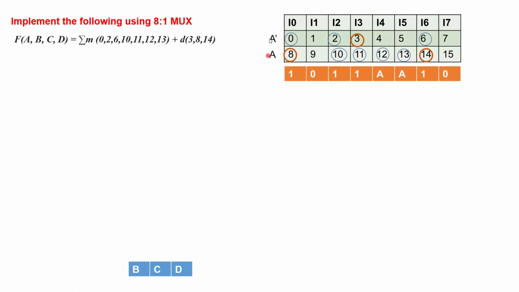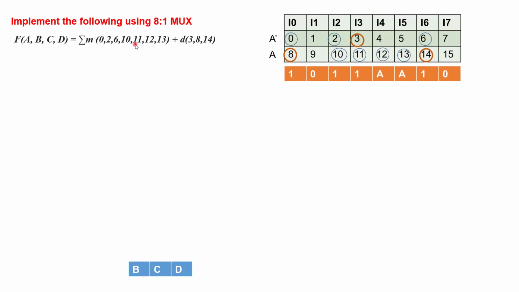Then you have the two rows representing A bar and A, and then from 0, 1, 2, 3 up to 7 in the first row, and then from 8, 9 up to 15 in the second row. Once that is done, our job is to find out what min terms have to be selected. So 0 to 6. Here the blue circles 0, 2 and 6 have been marked or circled.